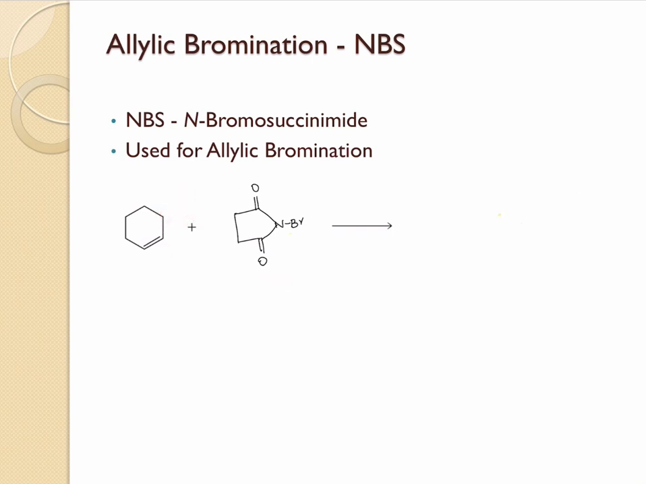And in order for this reaction to take place, we have to have heat or light and also a radical chain initiator, peroxide. So the product here is going to be 3-bromocyclohexene and also succinimide.